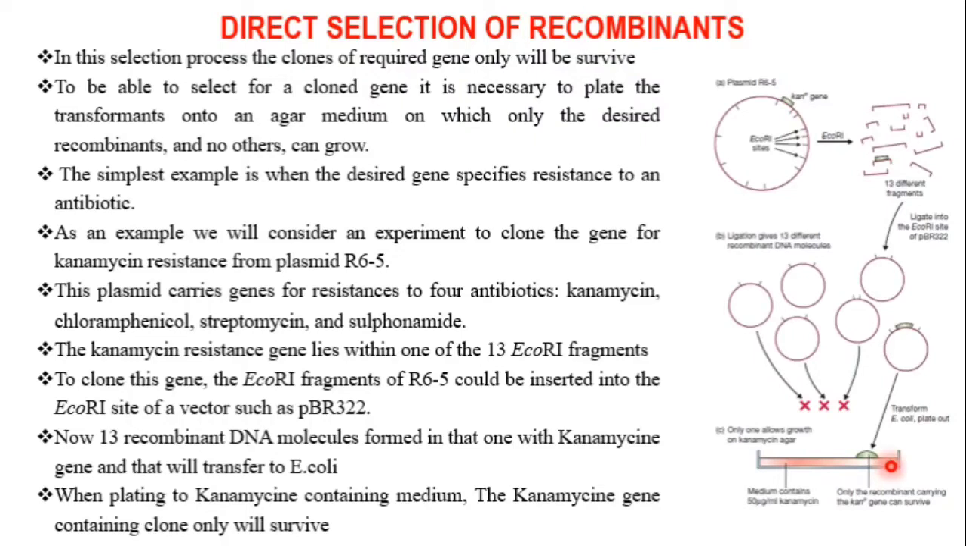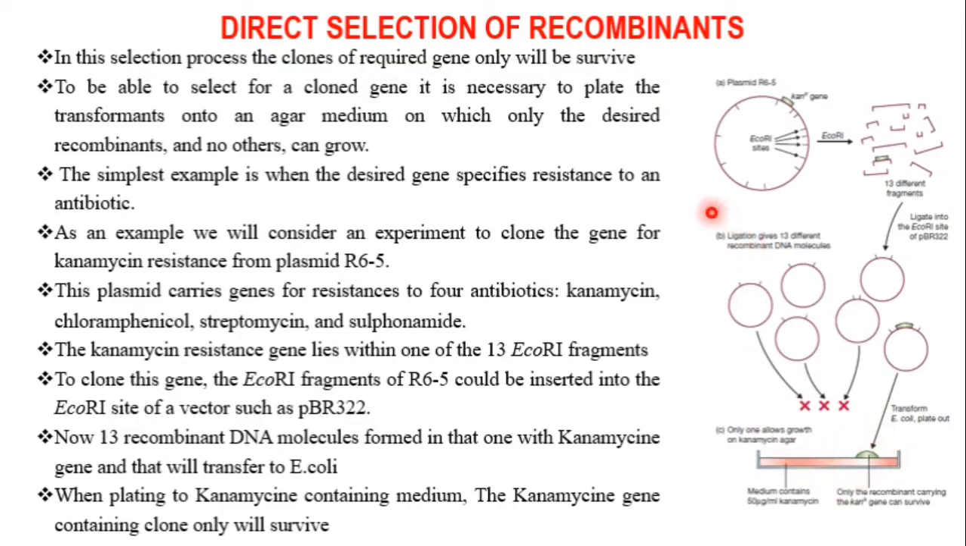That colony contains the kanamycin resistant gene, because the medium contains kanamycin. The other recombinants do not have the kanamycin gene, so those transformed bacteria cannot survive, but the bacteria containing the kanamycin fragment survive. So we can directly select this colony from here. That's why it is called direct selection. This is the method of direct selection of recombinants.